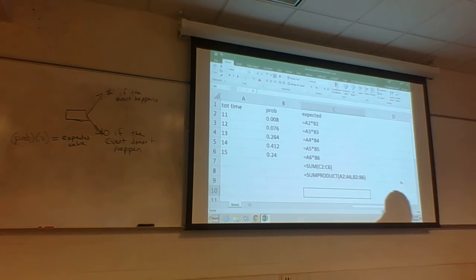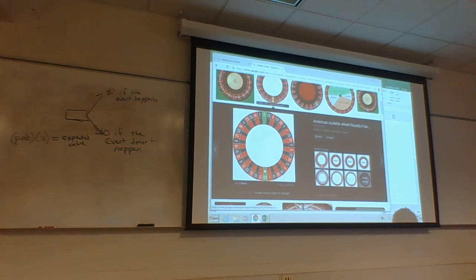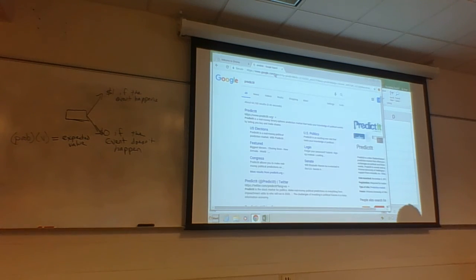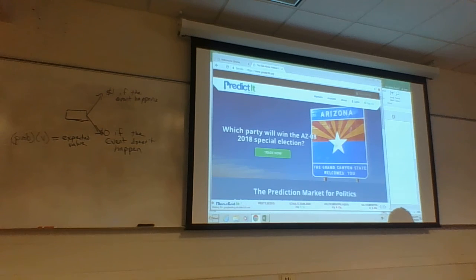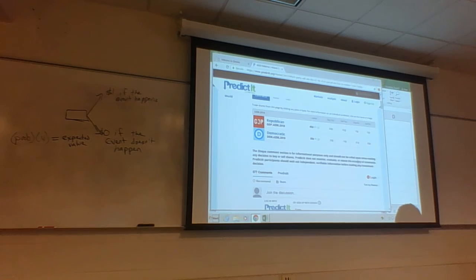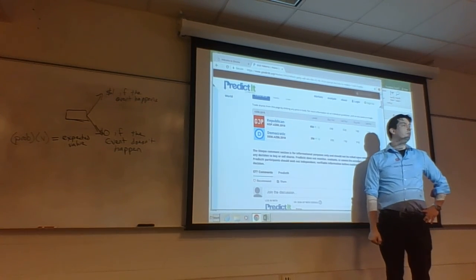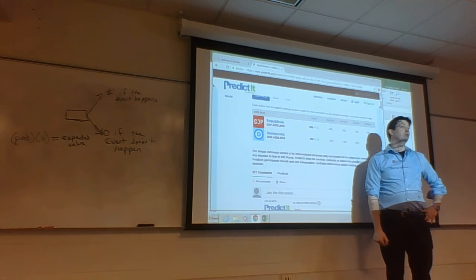When you use real money to predict, here is a market currently, because it is April 19th, 2018. It looks like you can spend 85 cents to say the Republican will win. That suggests there's an 85% chance the Republican will win.